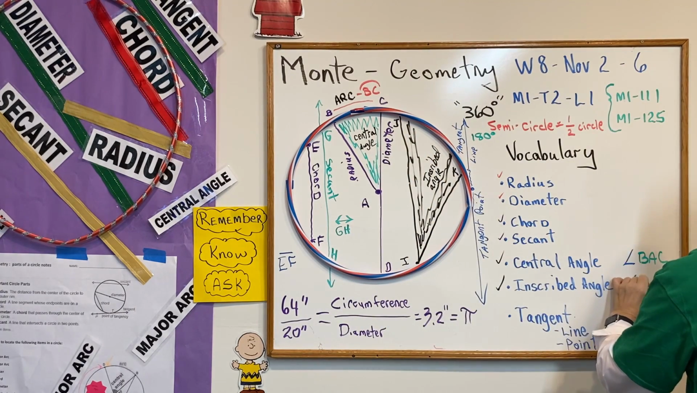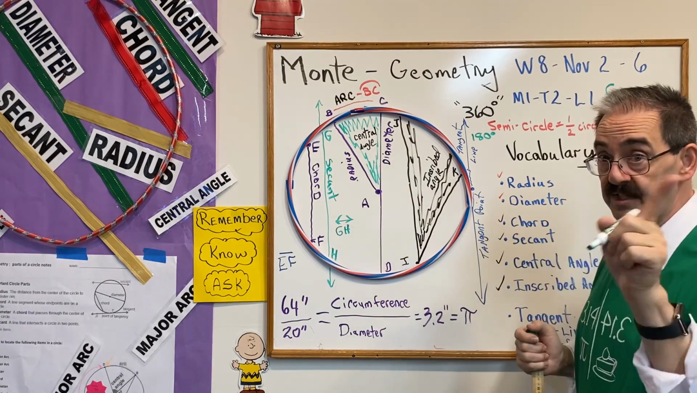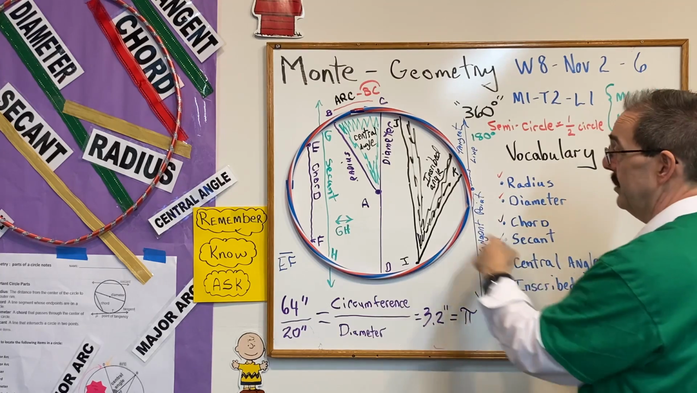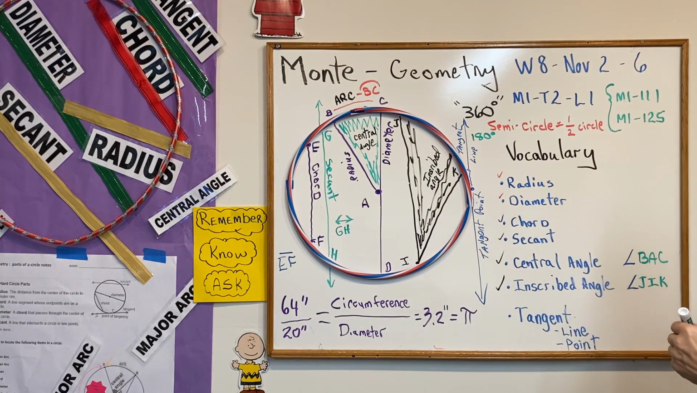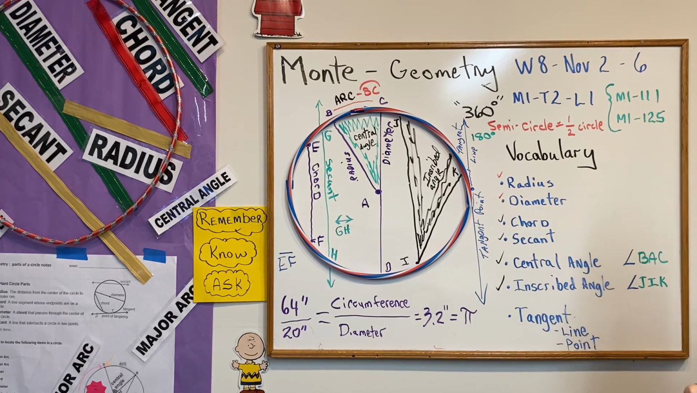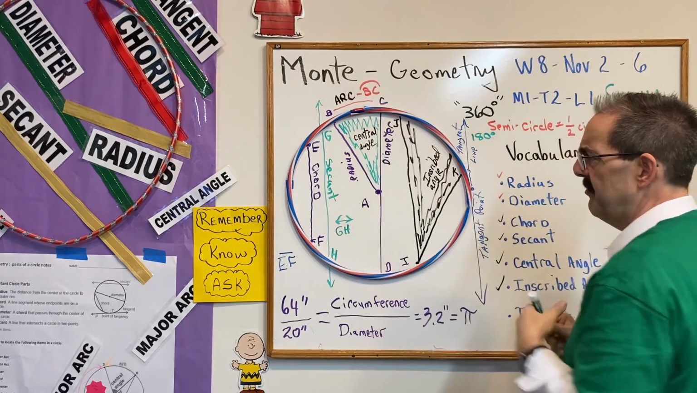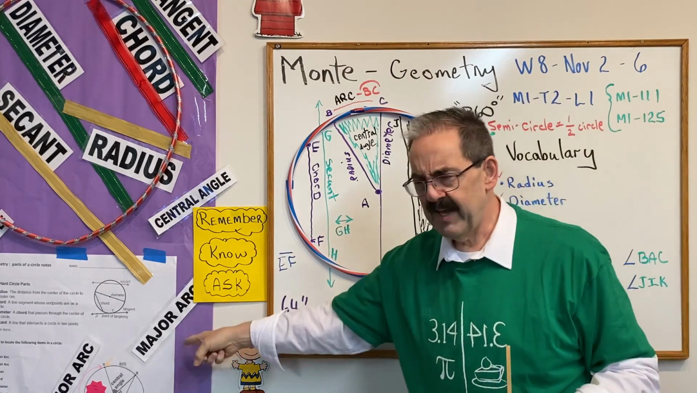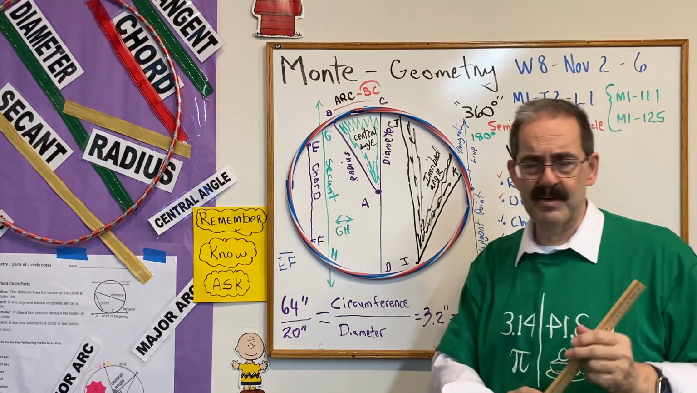JIK, inscribed. Inscribed does not use the center. Central angle uses the center. Inscribed, not the center. Okay. What else we got? Oh, that arc. The idea of an arc. Okay. And with an arc, we're going to have a major arc greater than 180, minor arc less than 180. Wow.